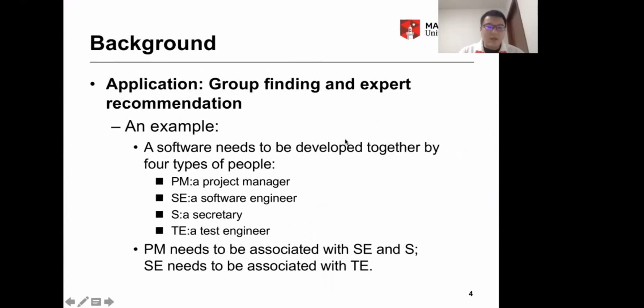Graph pattern matching has many applications, for example, group finding and expert recommendation. Suppose that we want to develop a software, and this software needs to be developed together by 4 types of people: PM, project manager; SE, software engineer; ACE, a secretary; TE, a test engineer. The project manager needs to be associated with software engineer and secretary. Software engineer needs to be associated with test engineer.